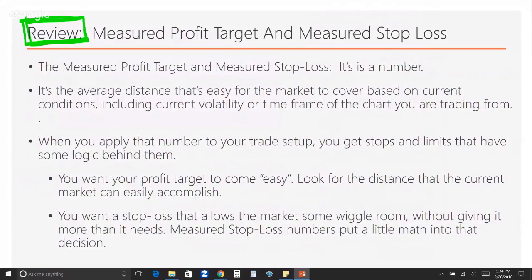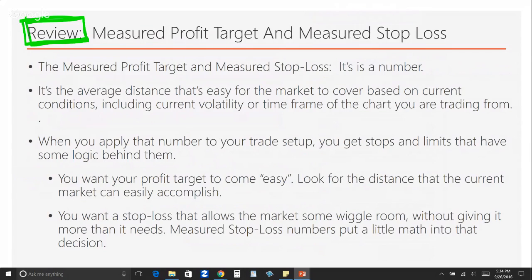So let's do a review of the lesson for tonight. Tonight's lesson was about measured profit target and measured stop loss. It's a technique for figuring out, with a little math, where you might want to put your profit target and where you might want to put your stop loss. The measured profit target and measured stop loss, it's just a number.